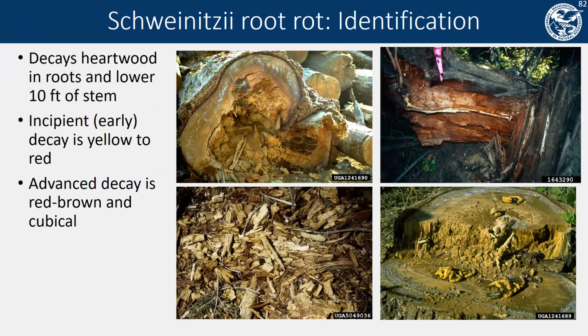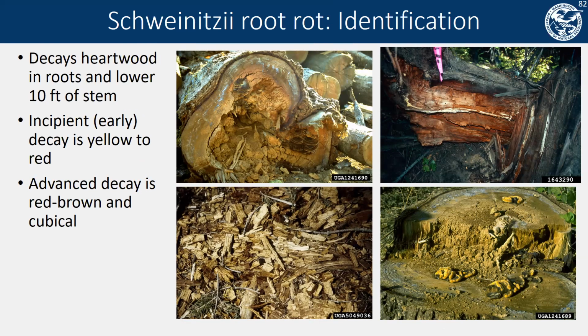So Schweinitzii root rot does cause rot, as its name indicates. It decays heartwood and roots in the lower 10 feet of the stem of the tree. That's why it's also referred to as butt rot. That's the lower portion of the main stem. Early incipient decay is yellow to red in color. So just like the other root rots, there can be discoloration before advanced decay or that obvious rot follows.